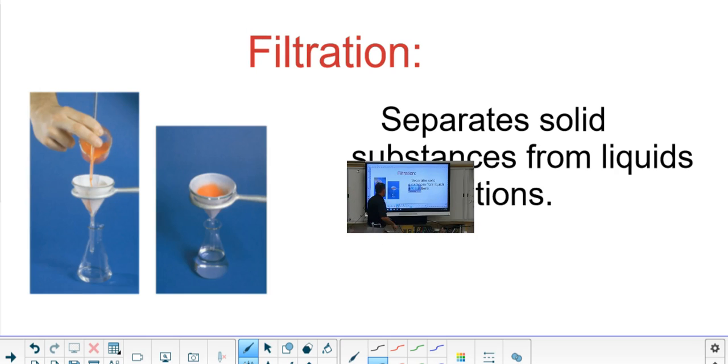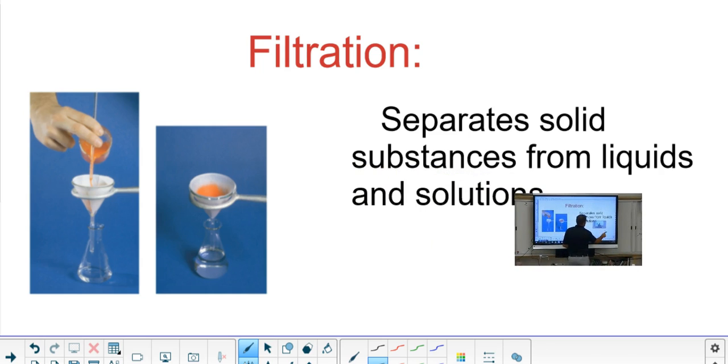Filtration is also something we're going to use. Filtration separates solid substances from liquids and solutions based on their solubility. If something dissolves, it will go through filter paper. If it doesn't dissolve, then it would stay in the filter paper. Okay? So we're going to use a magnet, a physical process. We're going to use filtration, a physical process. And we're going to use distillation, which for us we're going to call it evaporation, a physical process, to separate these four things into three separate groups. All right.